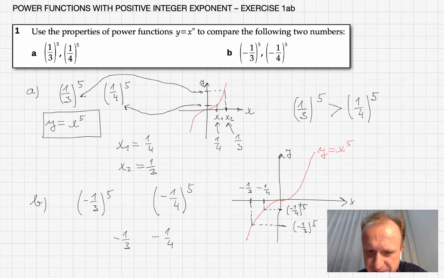And since this number is above the second one, we can simply conclude that it's greater. So therefore, minus 1/4 to the power of 5 is a greater number than minus 1/3 to the power of 5. And this is it for this exercise.